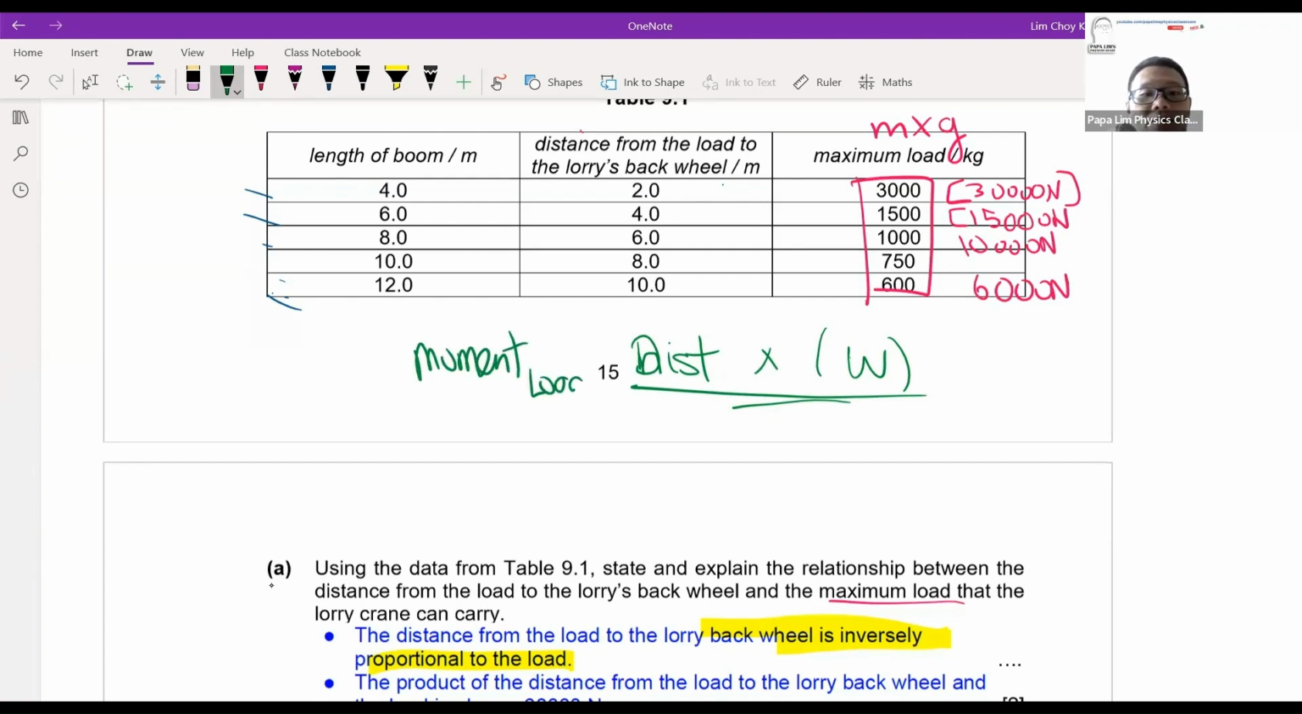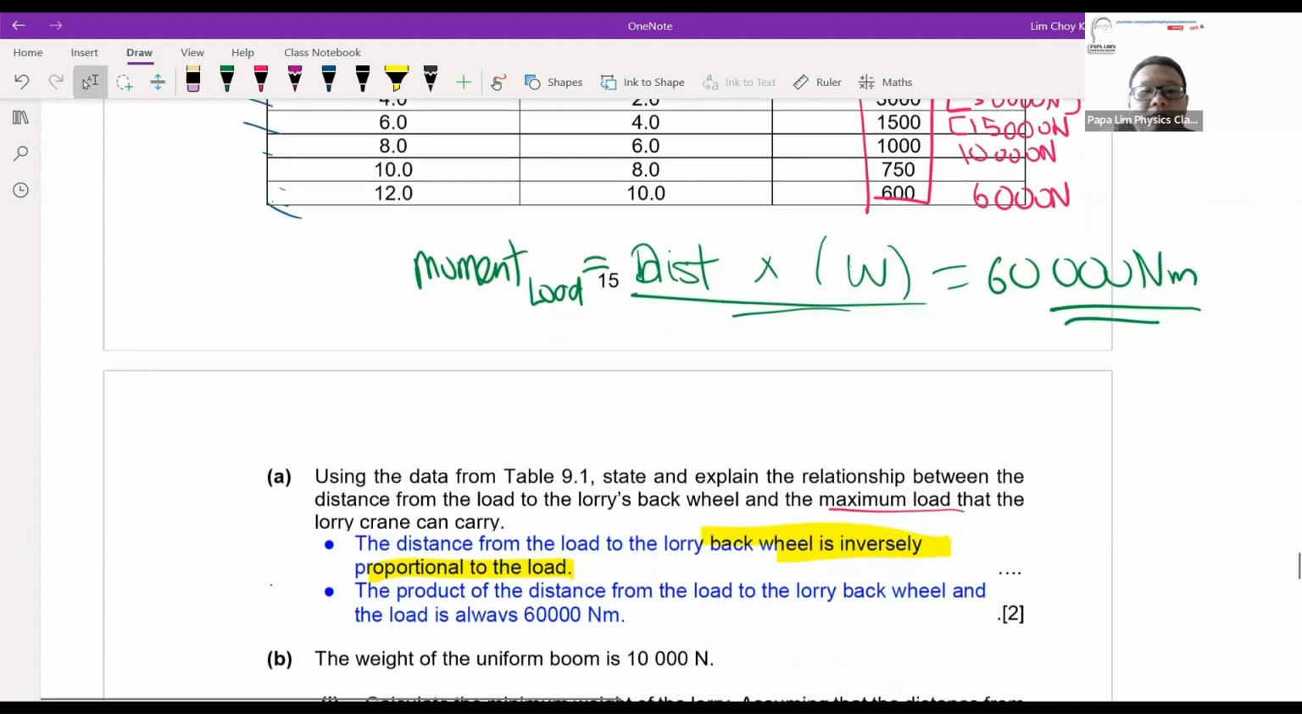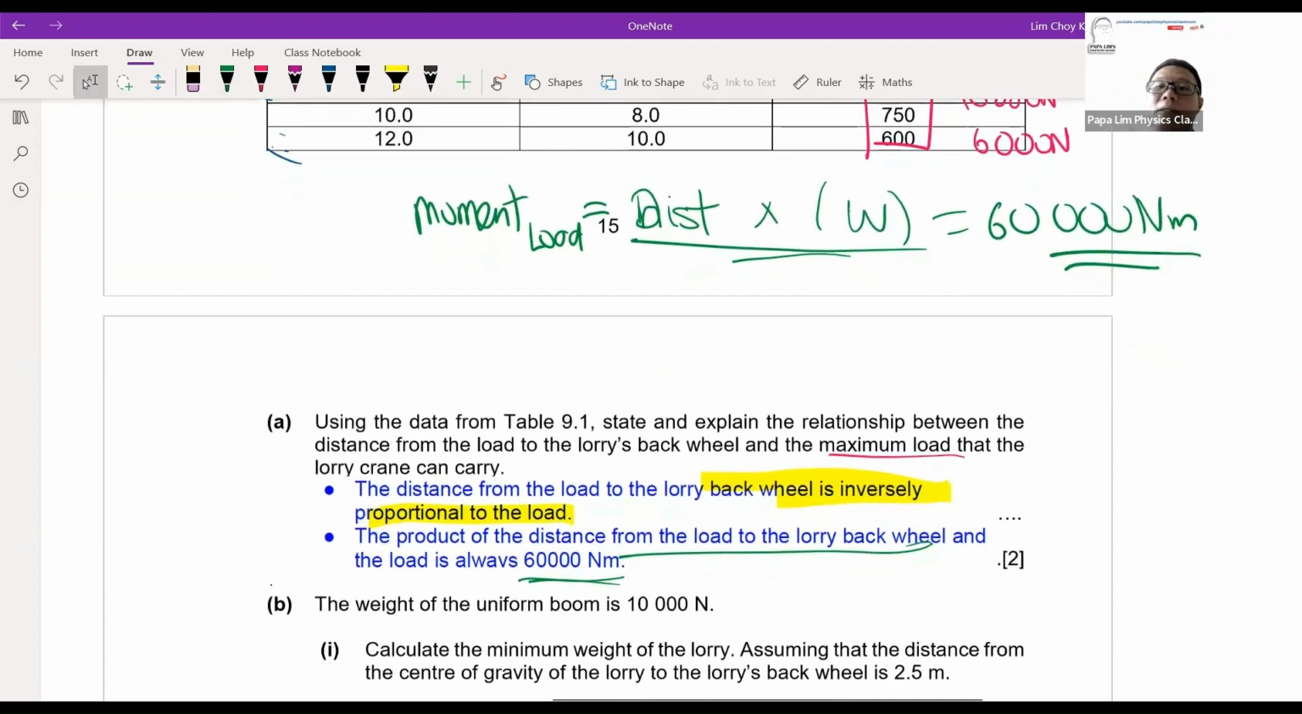Of the load itself, which is perpendicular distance times the weight. You'll find that you always end up with a number. The moment by the load is actually a fixed number, which arrives at 60,000 Newton meter. So this is the second thing that we can observe from table 9.1. The product of the distance and the load, or what we call the turning effect of the load itself, is always 60,000 Newton meter. And so these are the two pieces of information that we can elicit from the table given.